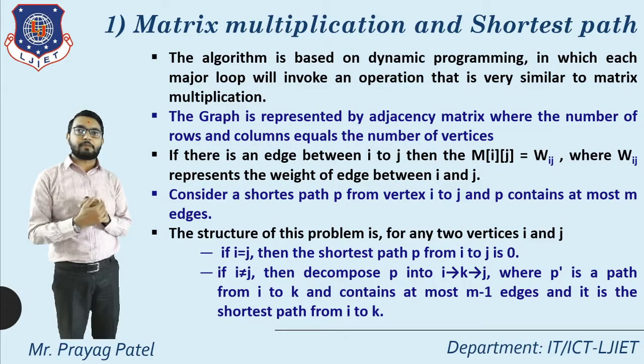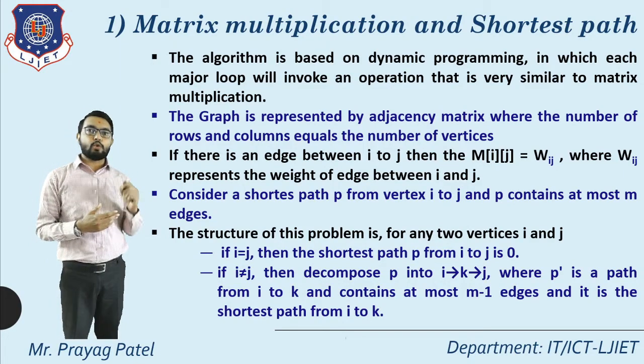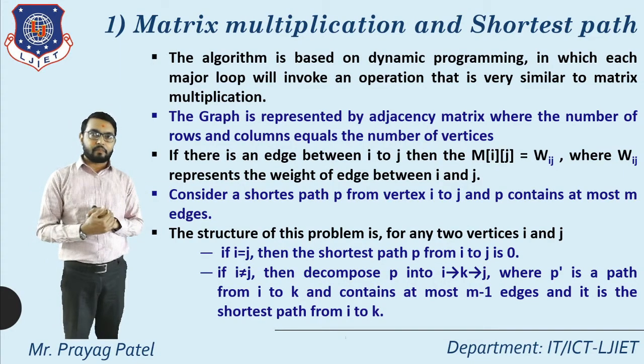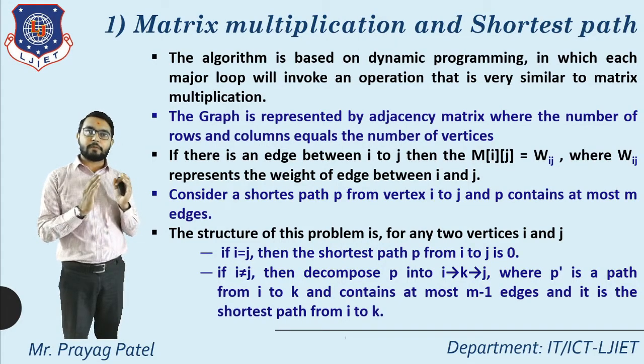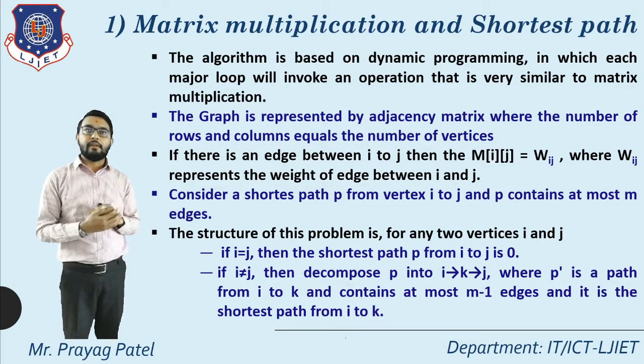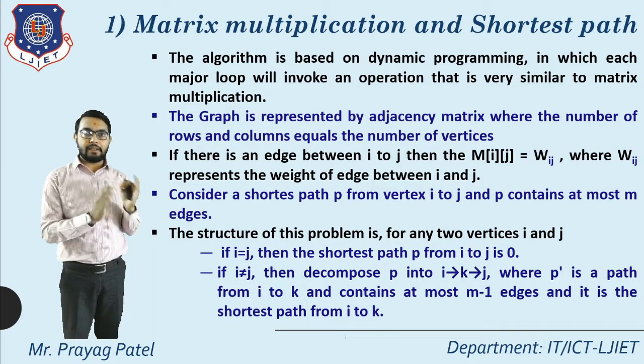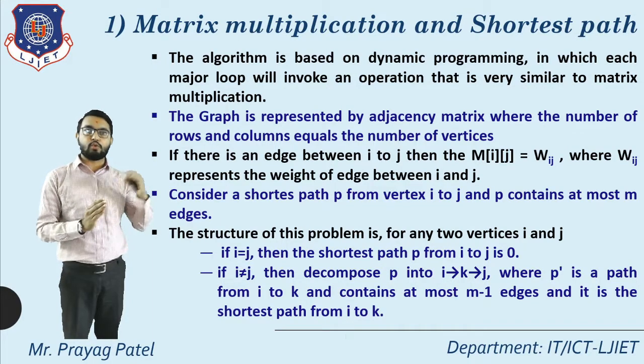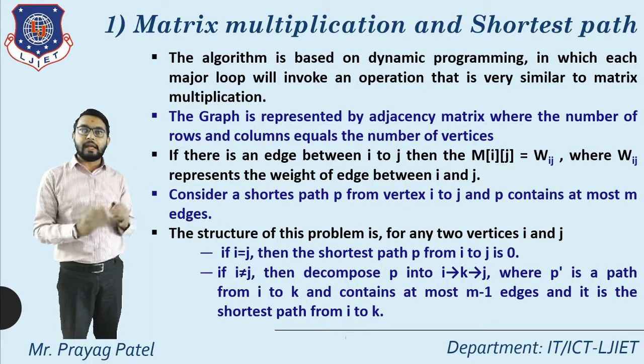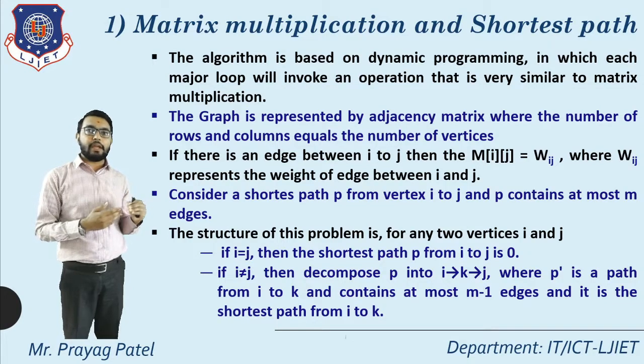The structure of this problem is, for any two vertices i and j, if i equals j, means if you want to find the distance from i to i, so here consider from 1 to 1, then the shortest path p from i to j equals 0. If i not equal to j, means i and j are different elements, means 1 to 2, 1 to 3, like this, then decompose p into i to k and k to j.